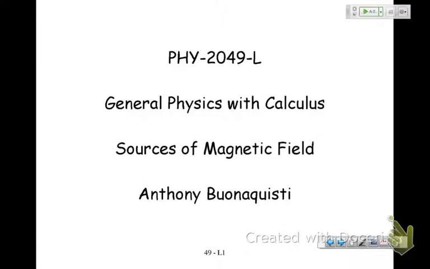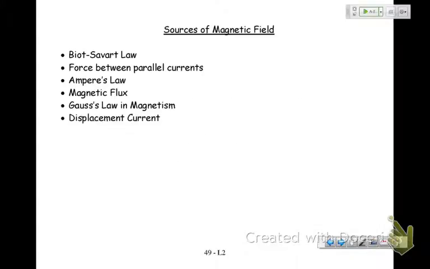And welcome. So we're going to do this next chapter on the sources of magnetic field. And we're going to talk about a number of things. We're going to talk about Biot-Savart, which is a technique. We'll talk about forces between parallel currents and Ampere's law, which is another simplifying technique. And then we're going to talk about a thing called magnetic flux, which is analogous to electrostatic flux.